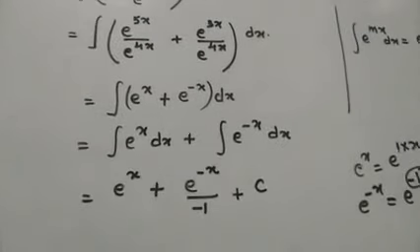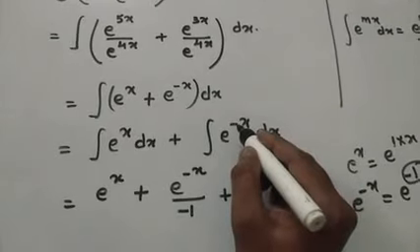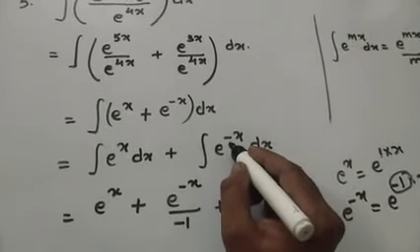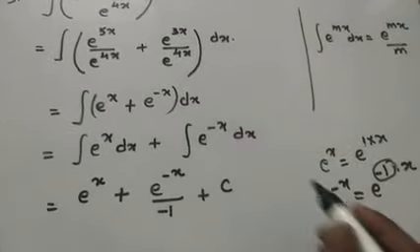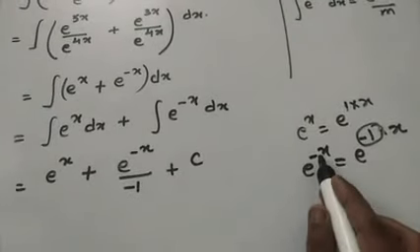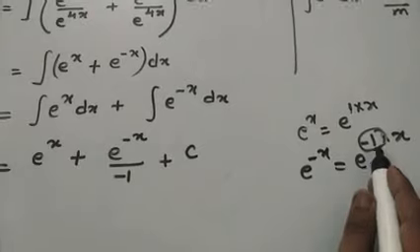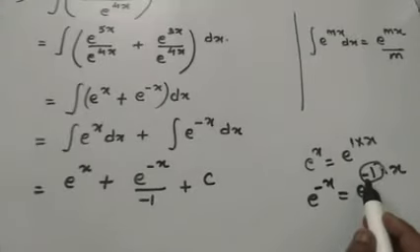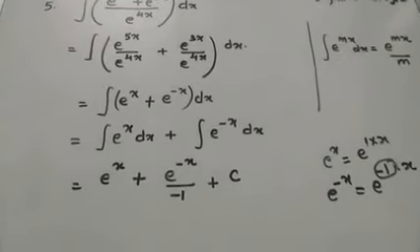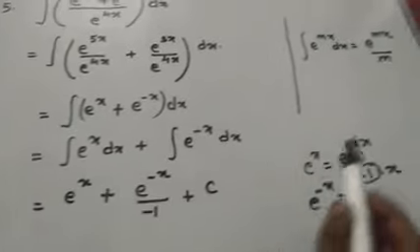Again I am saying e to the power integration over e to the power minus x. Here your m is minus 1. Here your e to the power minus x can be written as e to the power minus 1 into x. So the m is here minus 1. So what we'll get after integrating?